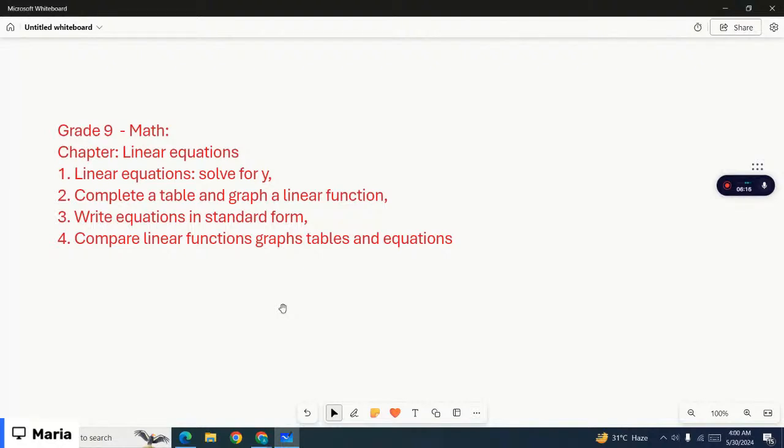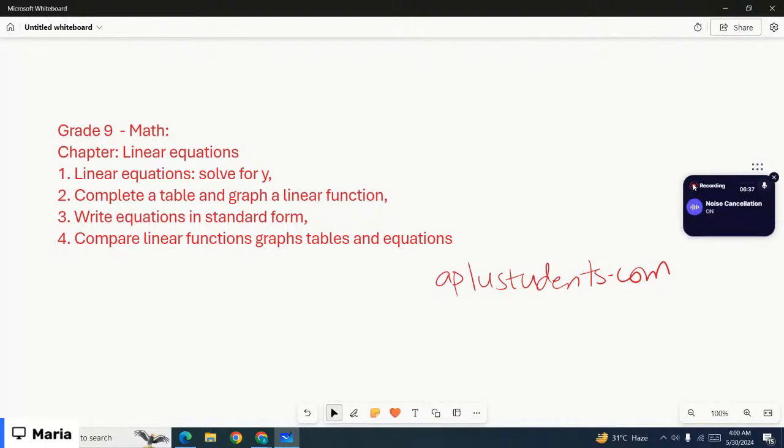We are here for grade 9 math. You can find all lessons on plusstudents.com. You have to log in there using your email address and the password provided by the administrator. Then you have to select math from the subject tab.